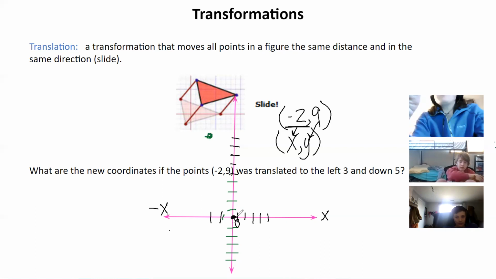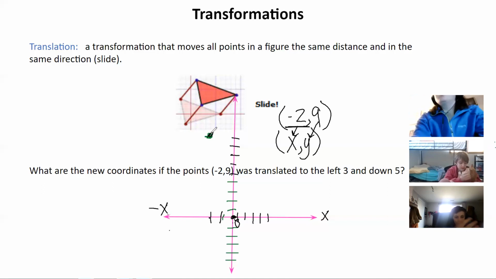So you start in the middle, and if x is -2, you're going to go to the left 2, and then y is a +9, so you go up. Always for center. Yes, it's very good. I like that. So -2, 9. So that's our original point.